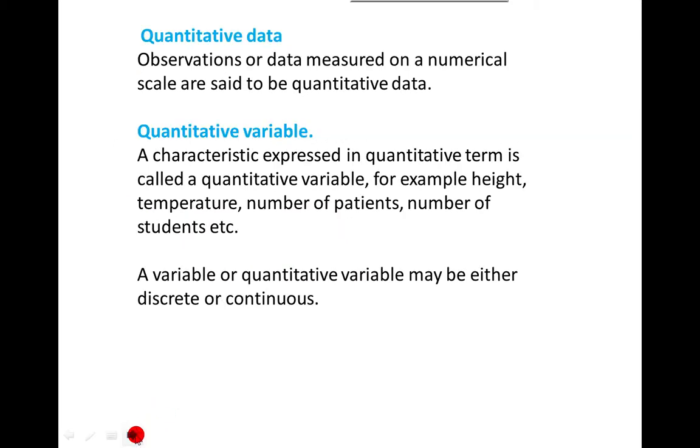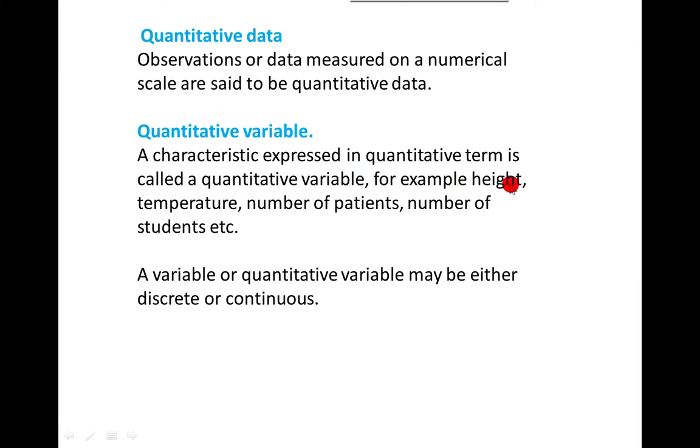Next type of data and variable is the quantitative data and quantitative variable. From this definition you can differentiate the difference between qualitative and quantitative. Quantitative data: observations or data measured on a numerical scale are said to be quantitative data. Observations, values on a numerical scale. Quantitative variable: a characteristic expressed in quantitative term is called a quantitative variable.